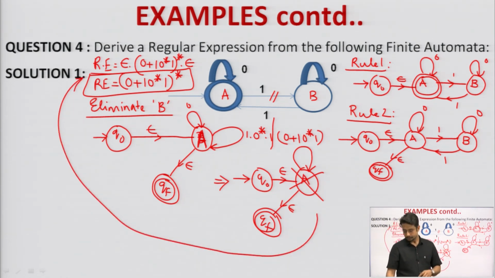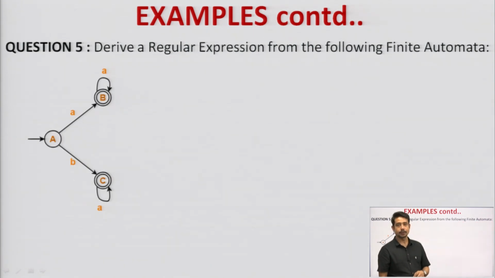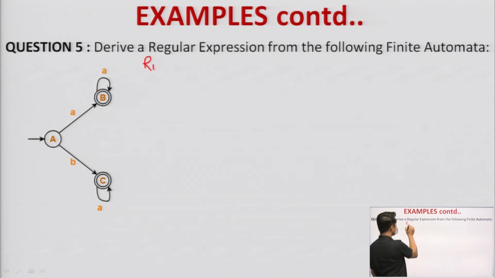Now, let me go to the last example of today's session, which works the same way. Let me check this particular question. If you look into the initial state, there is no incoming edge. So, rule 1, no change.